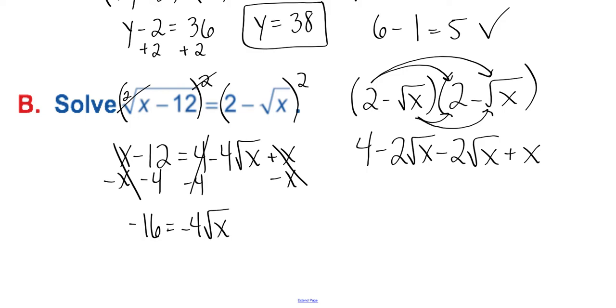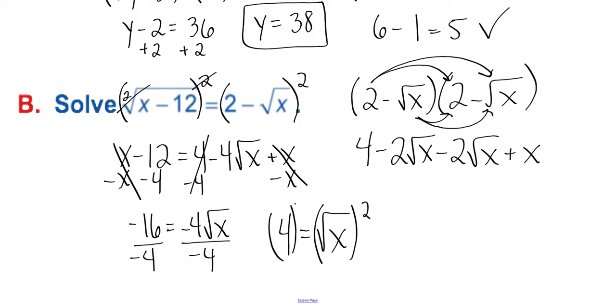And now I need to divide both sides by negative 4. It looks pretty easy from here. So negative 16 divided by negative 4, that's a 4. All right, so we have 4 on the left and square root x on the right. And you could flip-flop that around if you wanted to, that's okay. But then you should see your last step, just square both sides, and you get x equals 16.